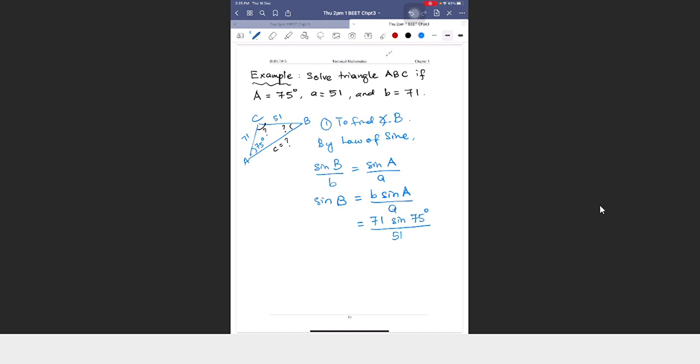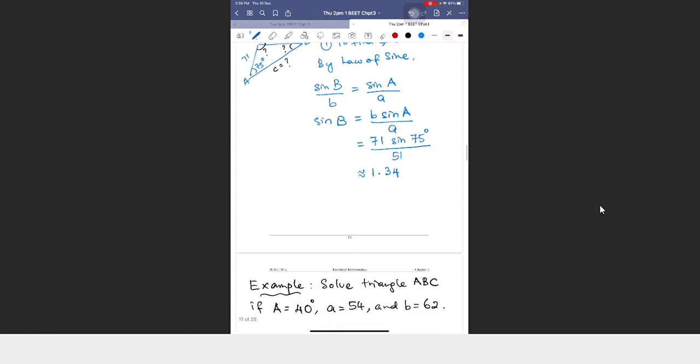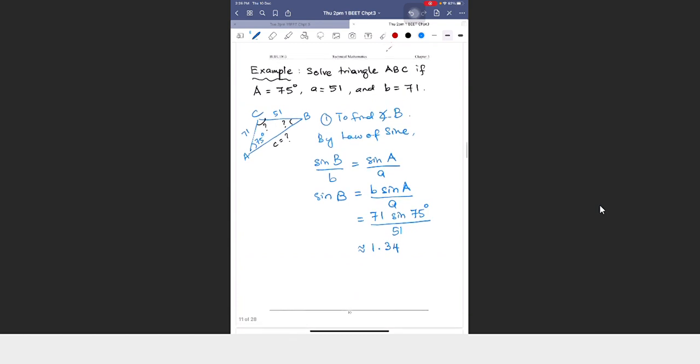If you compute this using your calculator, you get approximately, in 2 decimal places, 1.34. I hope you can also check with me. You can also compute and see whether you got the same thing or not. So this is what you got, 1.34.